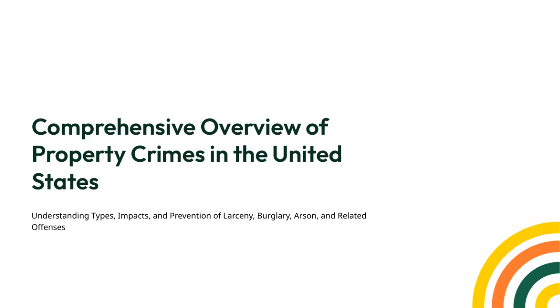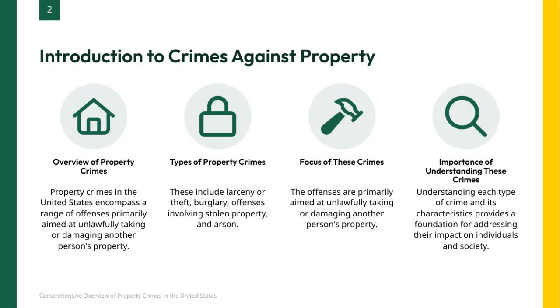Let's get started. Property crimes cover a wide range of offenses in the United States, all centered around unlawfully taking or damaging someone else's property. The main types we'll look at include larceny or theft, burglary, crimes related to stolen property, and arson. What ties these crimes together is that their focus is on unlawfully taking or causing harm to property owned by others. It's important to understand the specifics of each type because this knowledge helps us grasp how these crimes affect individuals and society as a whole, and it lays the groundwork for effective prevention and response strategies.